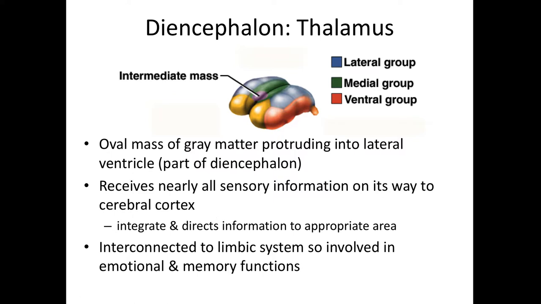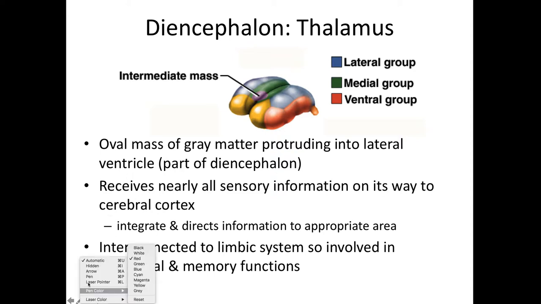Okay, so the diencephalon consists of several different parts. We're going to talk about the thalamus first, and then we're going to skip over to the cerebellum for a minute before returning to other stuff that's in the diencephalon. So the diencephalon itself consists of the thalamus, the hypothalamus, and the pineal gland, as well as the epithalamus.